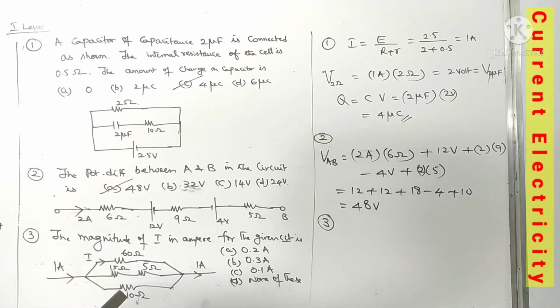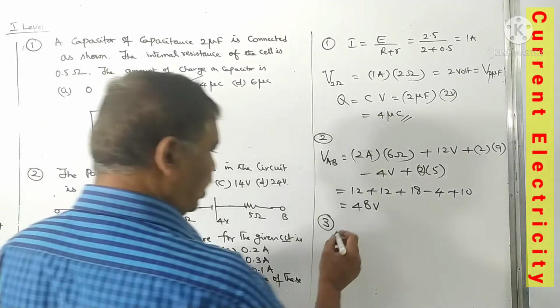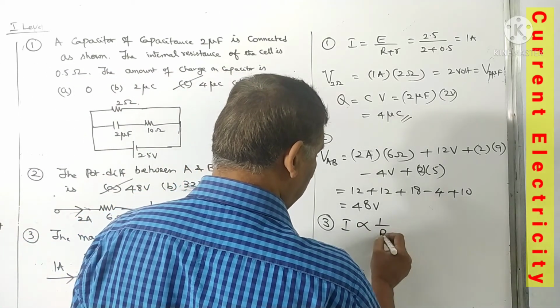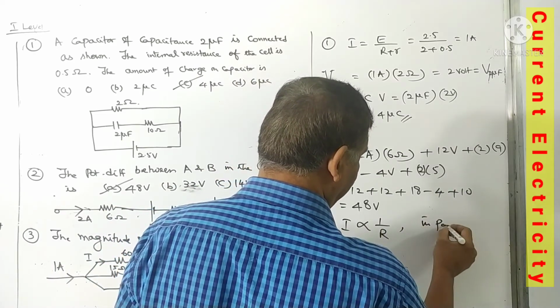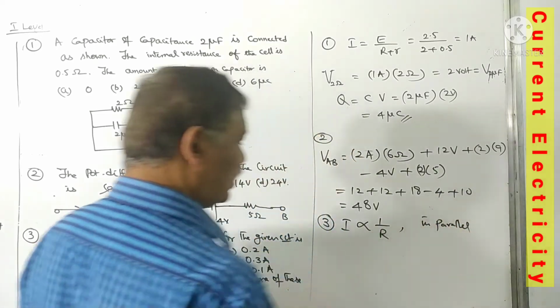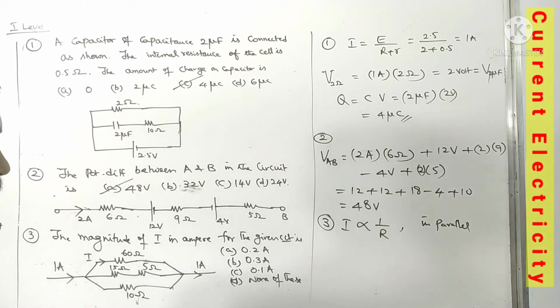Current I is equal to V by R. Since V is the same, in parallel combination, current is inversely proportional to R. So in parallel, voltage is the same, current is inversely proportional to resistance. How this current gets distributed is the question.